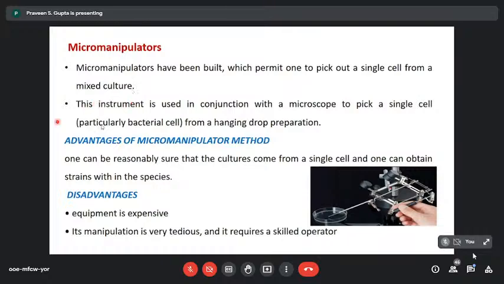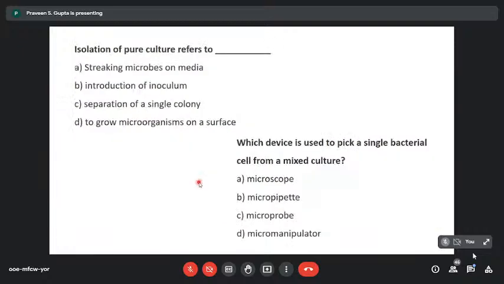So this is the micromanipulator method, but the only thing is it is expensive. The instrument is expensive, and it requires expertise, because you have to balance the microscope and simultaneously pick colonies. Okay. But questions are asked.